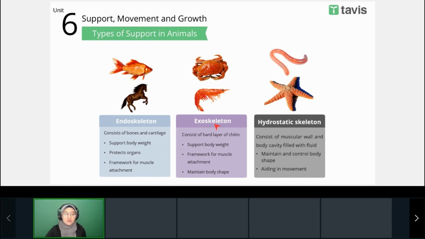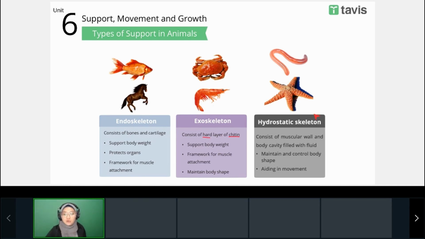Okay, so we go to the exoskeleton. Examples of exoskeleton animals are grasshopper, crab, prawn, scorpion, and another example, centipede. This exoskeleton animal usually has a hard layer of chitin. This chitin's property is hard. The function of the chitin is to support the body weight of the animal. It serves as the framework for muscle attachment. It also maintains the body shape of the animal.